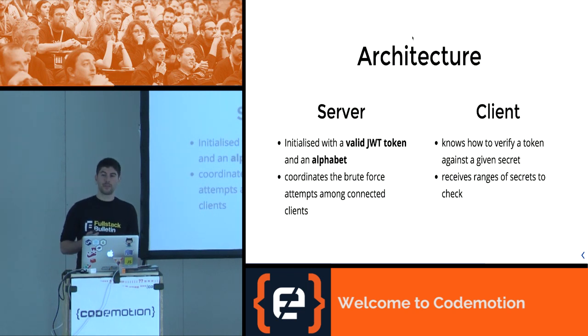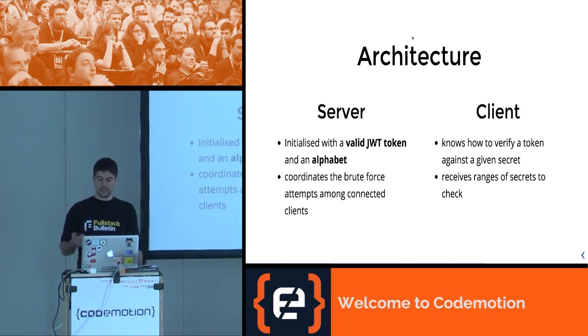So the distributed architecture is made, of course, by a server and a number of clients. The idea is that the server has the goal to initialize the environment using a valid JWT token and an alphabet, and then the role is to just coordinate the brute force attempts among the clients, right? So the server doesn't really know how to verify a client token. It's just the client that will have to do that work.